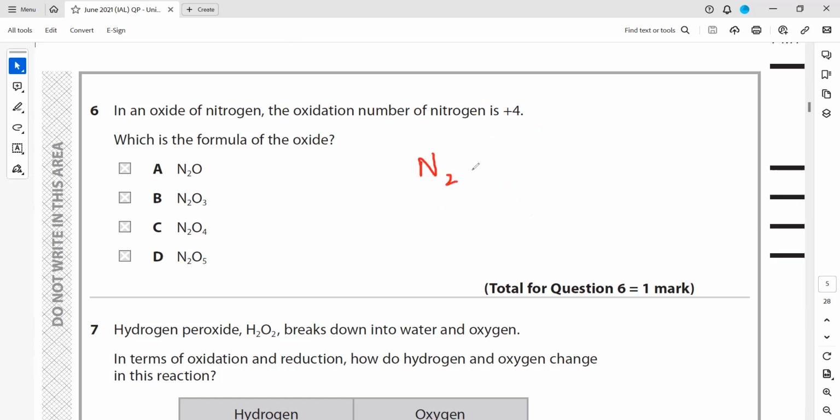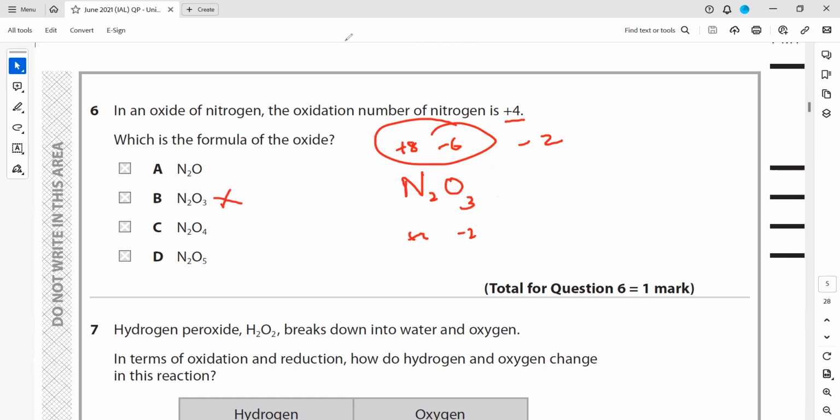If we talk about this one, N2O, one nitrogen is +4, so two will be +8. And one oxygen is -2. So the net charge should be +6, but there's no net charge written, so it cannot be A. When we check B, which is N2O3, each nitrogen is +4, so two nitrogen will be +8. Each oxygen is -2, so three oxygen will be -6. So again, the net charge should be +2, but there is no net charge written, so it cannot be B as well.